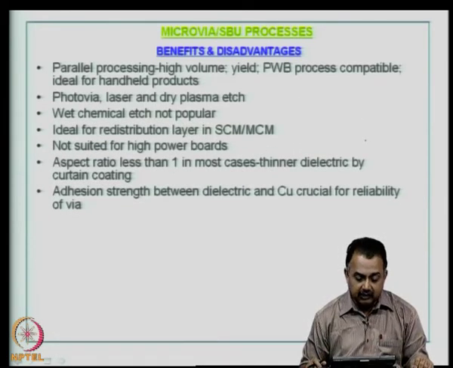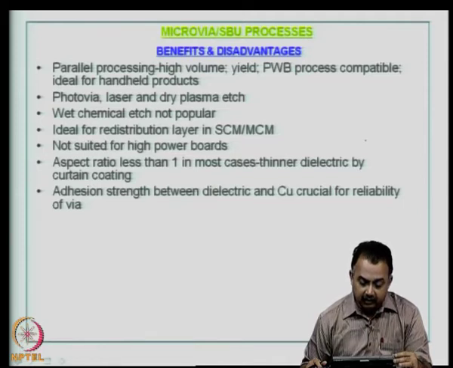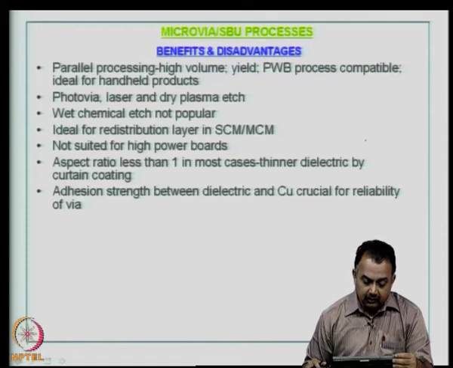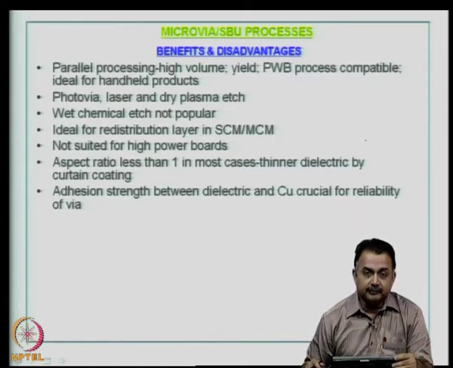We will now look at the micro via SBU process and look at the benefits and disadvantages. This is a parallel processing, high volume, yield is fairly high. The process is compatible with the PWB processes that we have seen so far, ideal for handheld products. Typically, one would not use a micro via structure for a board that has a very large footprint area, for example, to be used in a server board and so on. So, ideally used for handheld products, mobile applications, PDAs, iPads and so on.